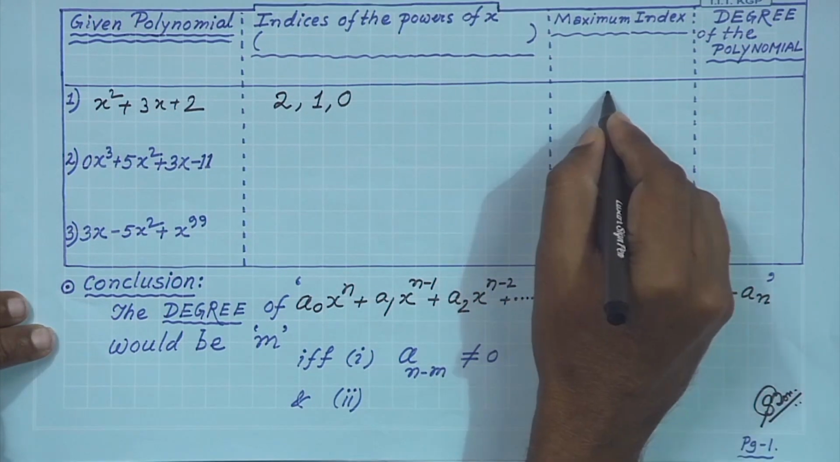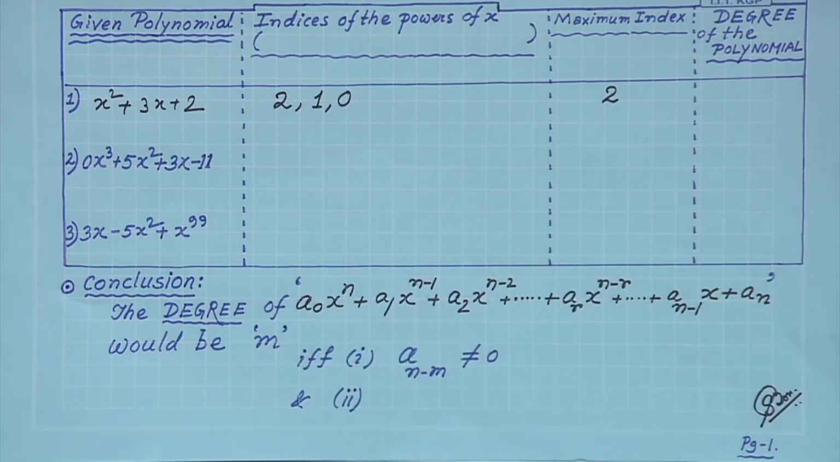So 2. Actually, among the indices of the powers of the variable concerned here, x, the maximum of the indices will be termed as the degree of the polynomial. So, any power is not the degree. The maximum index of the power stands for the degree of the polynomial.